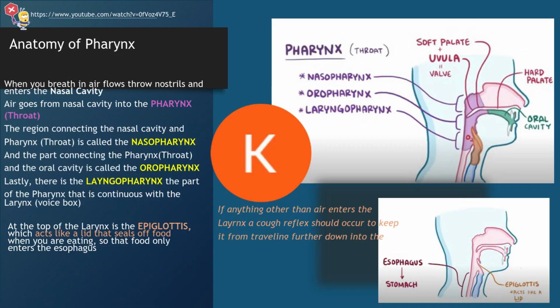I have discussed the top picture of the throat or the pharynx in detail in the previous slide. The nasopharynx, oropharynx, and laryngopharynx, and this shows how it is connected to each other. The bottom picture shows how the food travels from the esophagus to the stomach and how the epiglottis acts like a lid to prevent food from traveling in the airway.